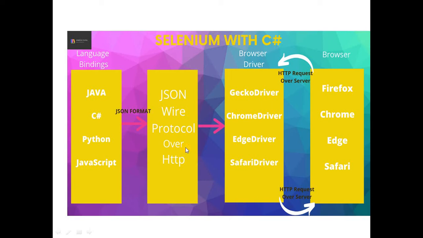Now what does this JSON wire protocol do? It passes our HTTP request over the HTTP server to the browser driver. Whenever any driver receives the request from the JSON wire protocol, it directly transfers that request to the original browser. It's not communicating with the internal logic, it's just communicating on the upper side. So the browser driver sends the request to the browser.